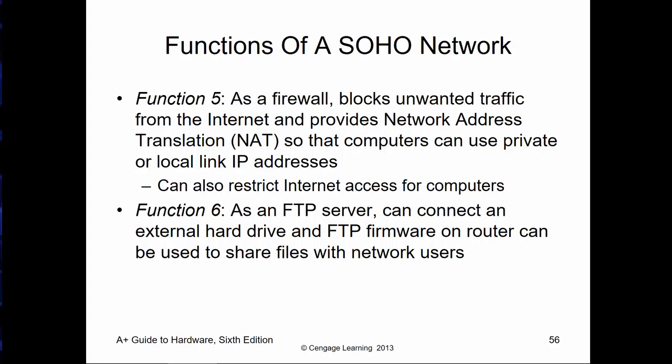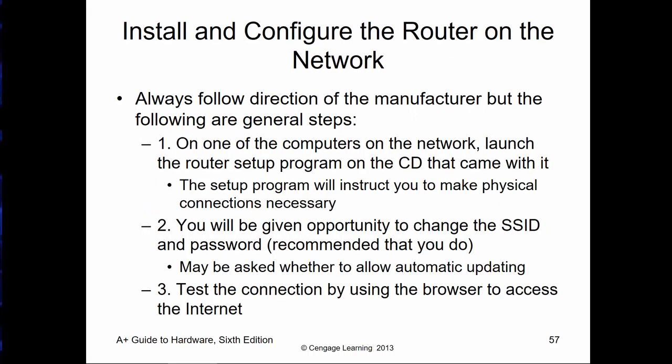So how do we install them? First thing is, we follow the directions by the manufacturer. In general, the directions are on a computer that the router is plugged into, we install the appropriate CD, and we follow the instructions. Part of the software package should be setting up things like your SSID and password. That's going to be the name of your wireless and the password for your wireless. Then we're going to test connection with the browser and the internet.